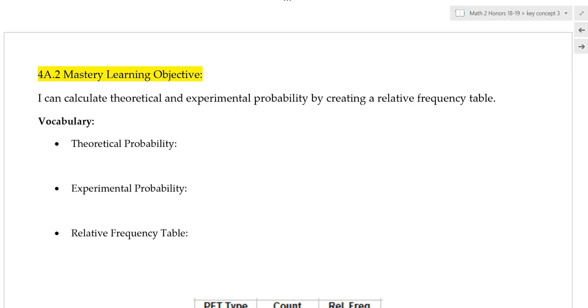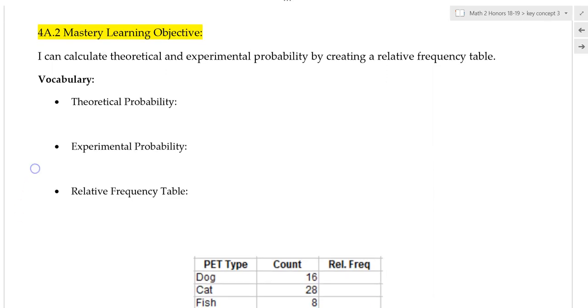Alright, we are now going to look at target 4A.2, and our master learning objective is I can calculate theoretical and experimental probability by creating a relative frequency table. So we've looked at simple probability. And when we're using simple probability, we actually have two different ways we use simple probability. The first one is theoretical, and that is probability based on mathematical reasoning.